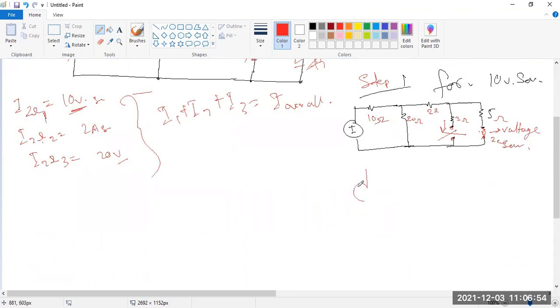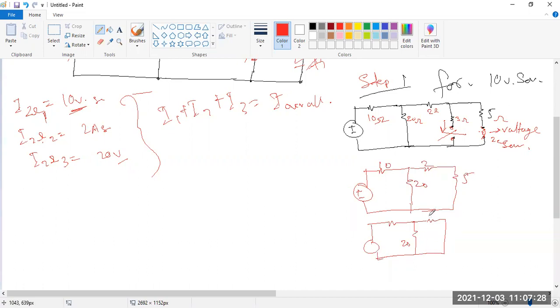So only the ultimate circuit is coming. Look, this is minus, this is 5, and this is short. So this is 2, this is 5, this is 20, this is 10. You can see this became a very easy circuit. So you can find it just like this: 10, 20, and this is 7 ohm. This is 7 ohm, this is 10 ohm, this is 10 volt.